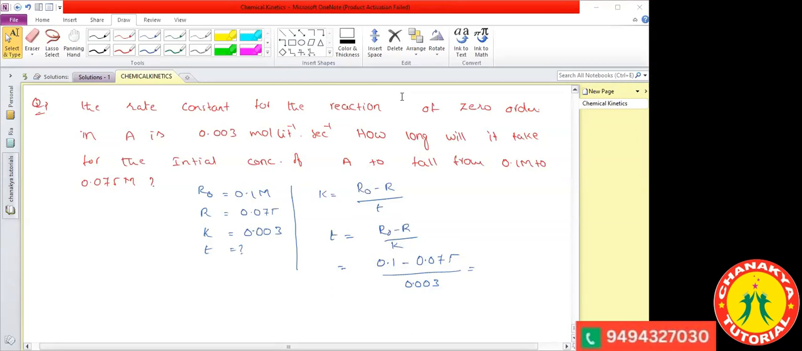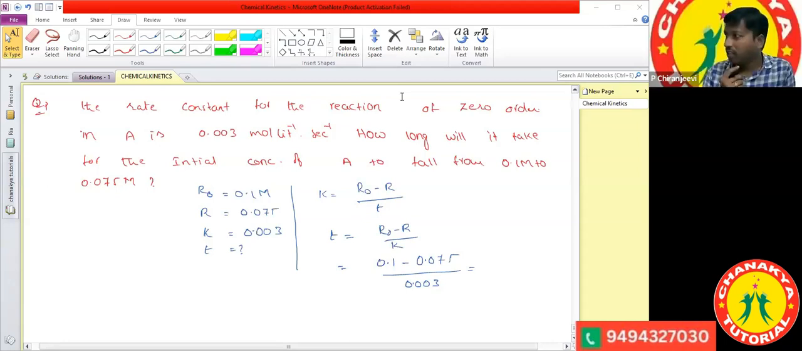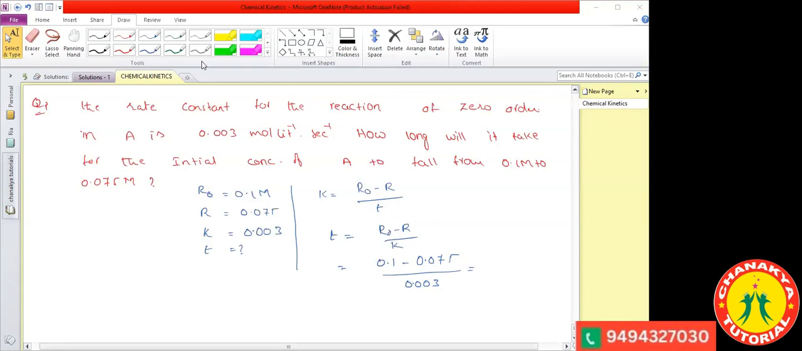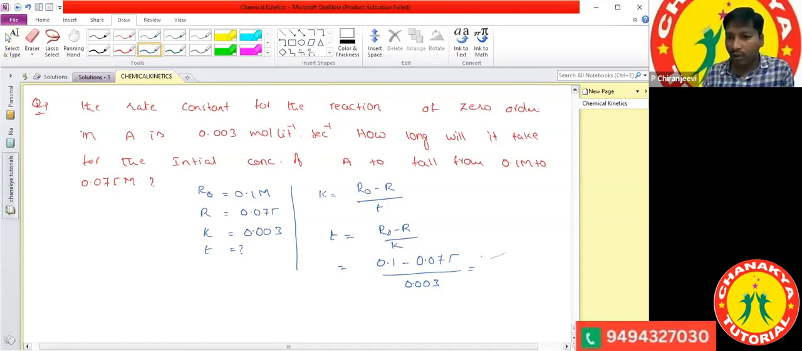Sir, I got 8.3, but I don't know if it is accurate. Exactly correct. 8.3 seconds is the answer. If you subtract, 0.1 minus 0.075, you get 0.025. So 0.025 divided by 0.003 is the value of t.